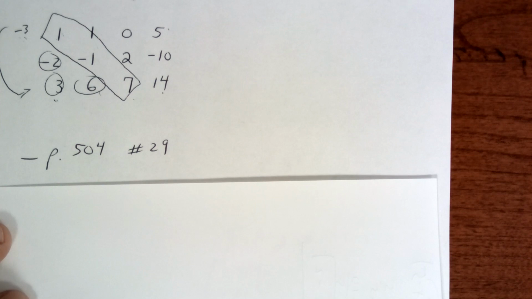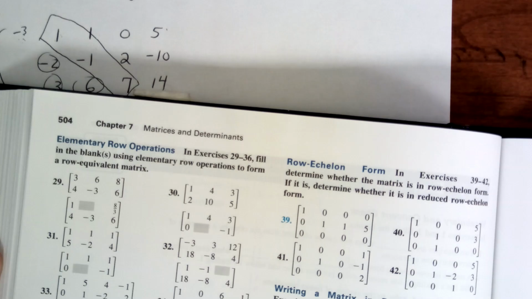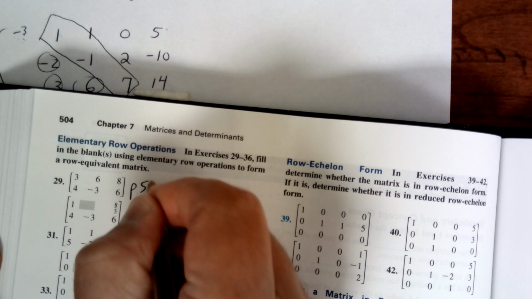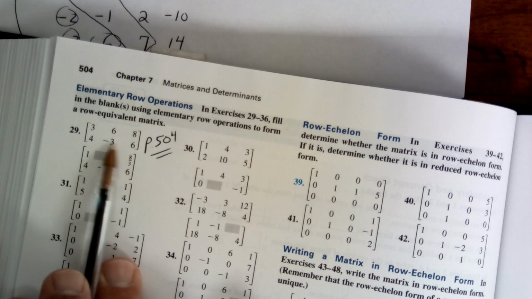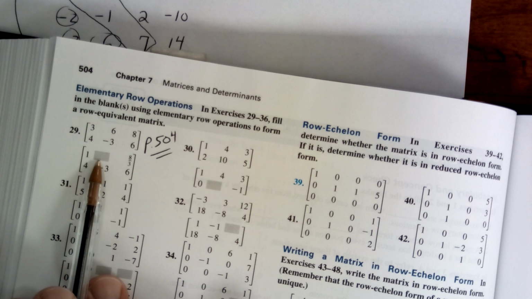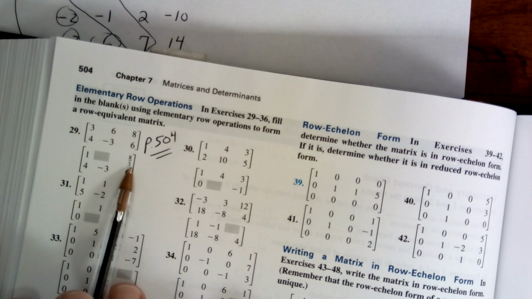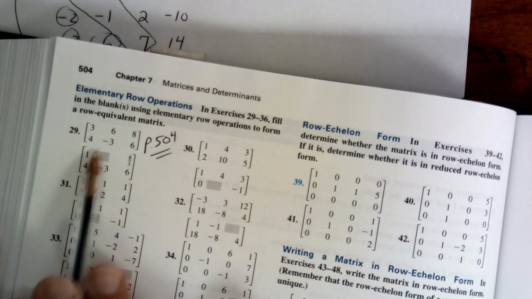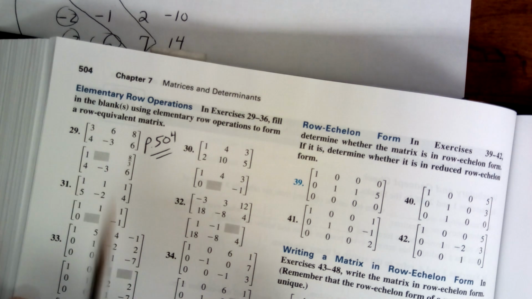Today's work is right here, but I want you to turn first to page 504, number 29. When you do that, page 504, open your book. Okay, so what you're going to do is copy down this matrix, and you're going to ask yourself, well, what did they do here? What did they do to make that a 1? Well, what they did was, if you look here, they divided it by 3. So 3 divided by 3 gave them a 1. 6 divided by 3 is going to be 2.